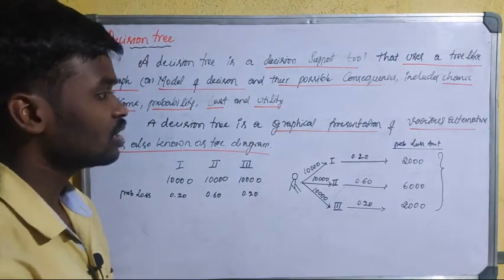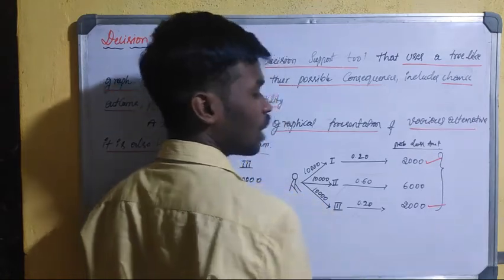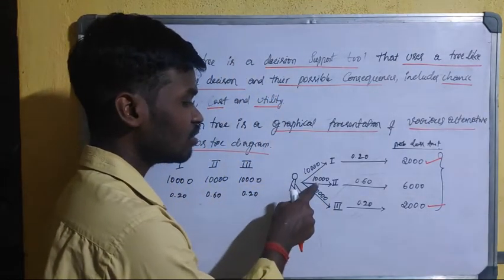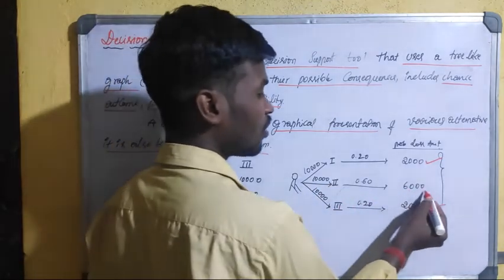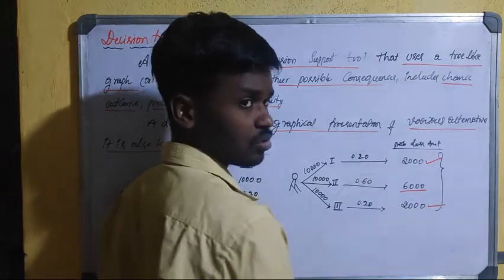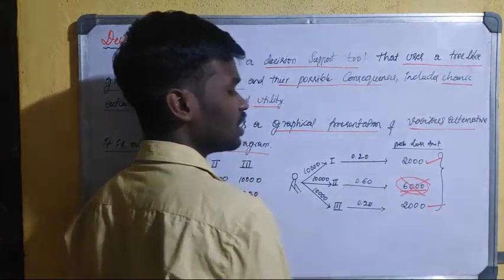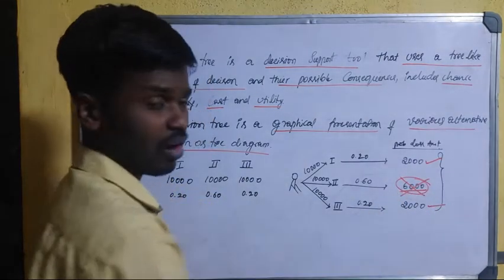Which is the best? Of course, the first and third alternatives are the best, because if the investor invests 10,000 in the second alternative, then the possibility of loss is 6,000. So therefore we have to eliminate this second alternative based on the probability of the loss.